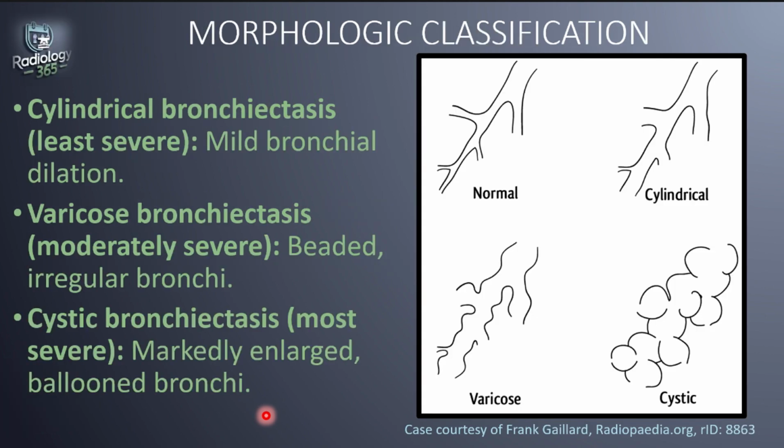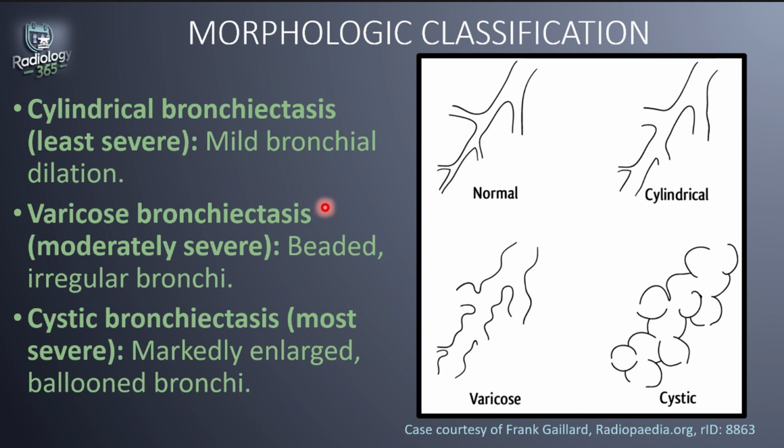The morphologic classification of bronchiectasis is most useful as a rough gauge of severity. The first one is cylindrical bronchiectasis. That's the least severe, and in this case you have just mild bronchial dilation, more like a cylindrical pattern. Then you have varicose bronchiectasis, which is moderately severe, where the bronchi become beaded and irregular. And then cystic bronchiectasis, which is the most severe, where the bronchi are markedly enlarged and ballooned like cysts.